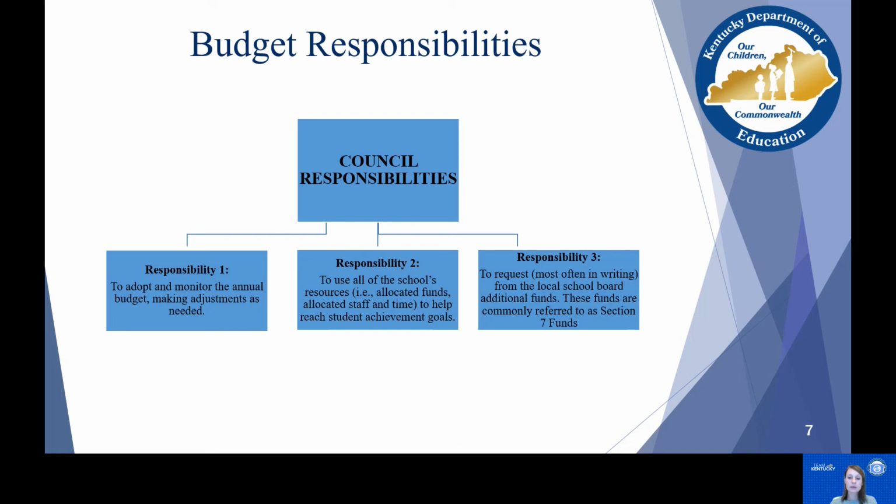So Section 7 funds are the distribution of the balance. So if there's anything left over, then that's what those Section 7 funds are. Some schools will have these and some schools will not, so it's not a guarantee that there will be Section 7. But if you do have those funds available, there are some things to keep in mind that we will go over later. So let's talk about responsibility number 1.